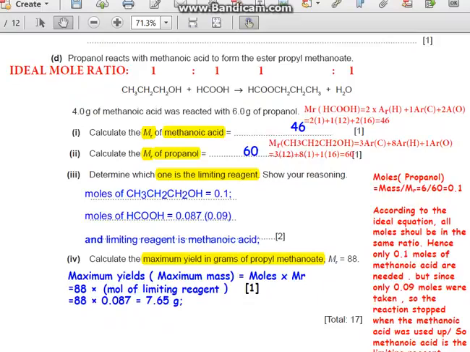Like in every explanation, you will find that we have insisted on the ideal mole ratio. This is one thing that we need to write down, whether it is asked in the sum or not. No sum will ask you to write down the ideal mole ratio, but we need this ideal mole ratio while solving each and every sum.